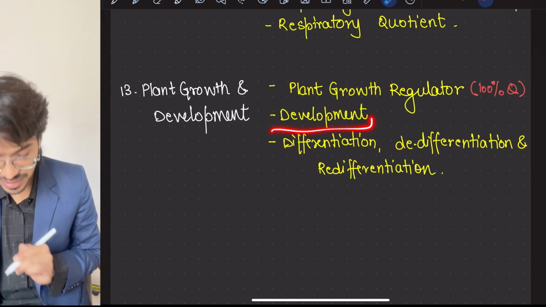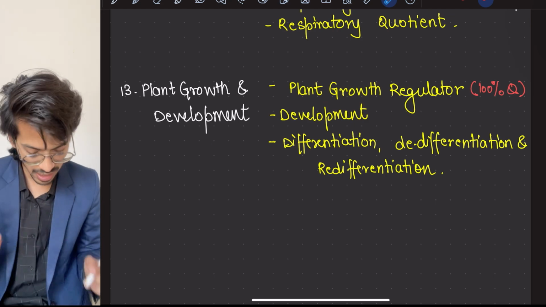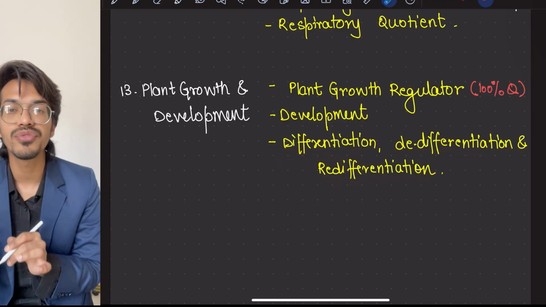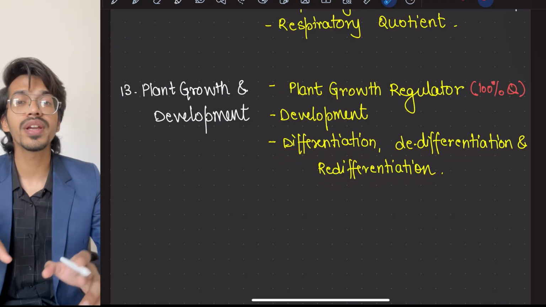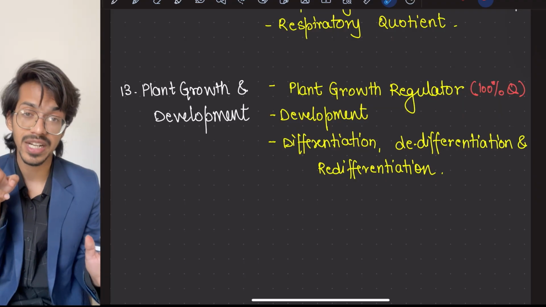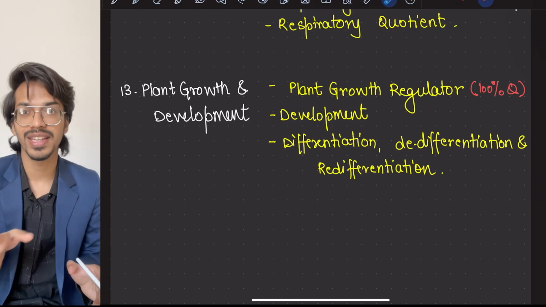Then development. Development means the heterophylly thing, the plasticity thing that has been taught. They can ask you questions from it. And then there's a higher chance of the differentiation, dedifferentiation, redifferentiation topic, because that is talking about secondary growth, which has been removed from another anatomy chapter, but it is present over here. So examples you have to remember. So do that thing for sure.